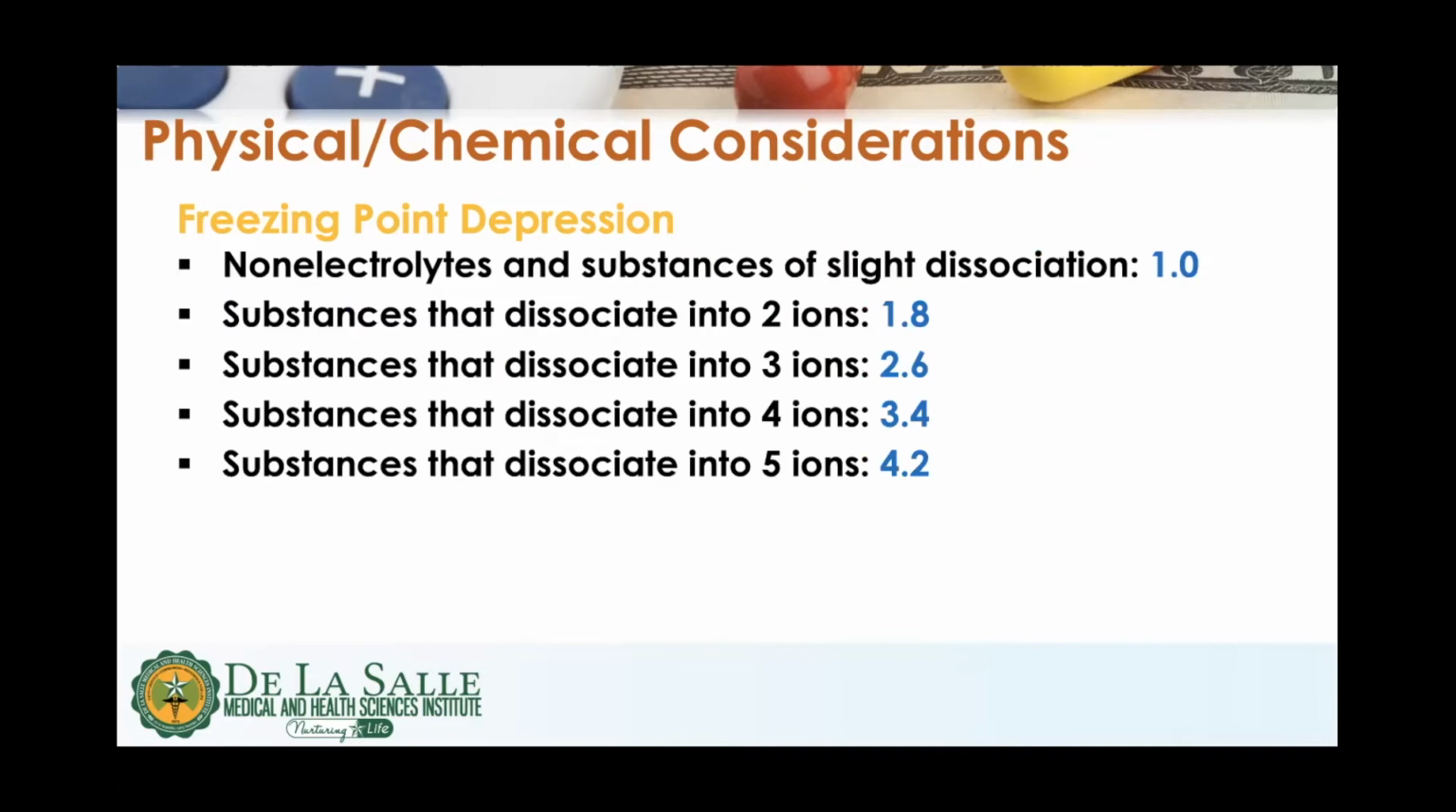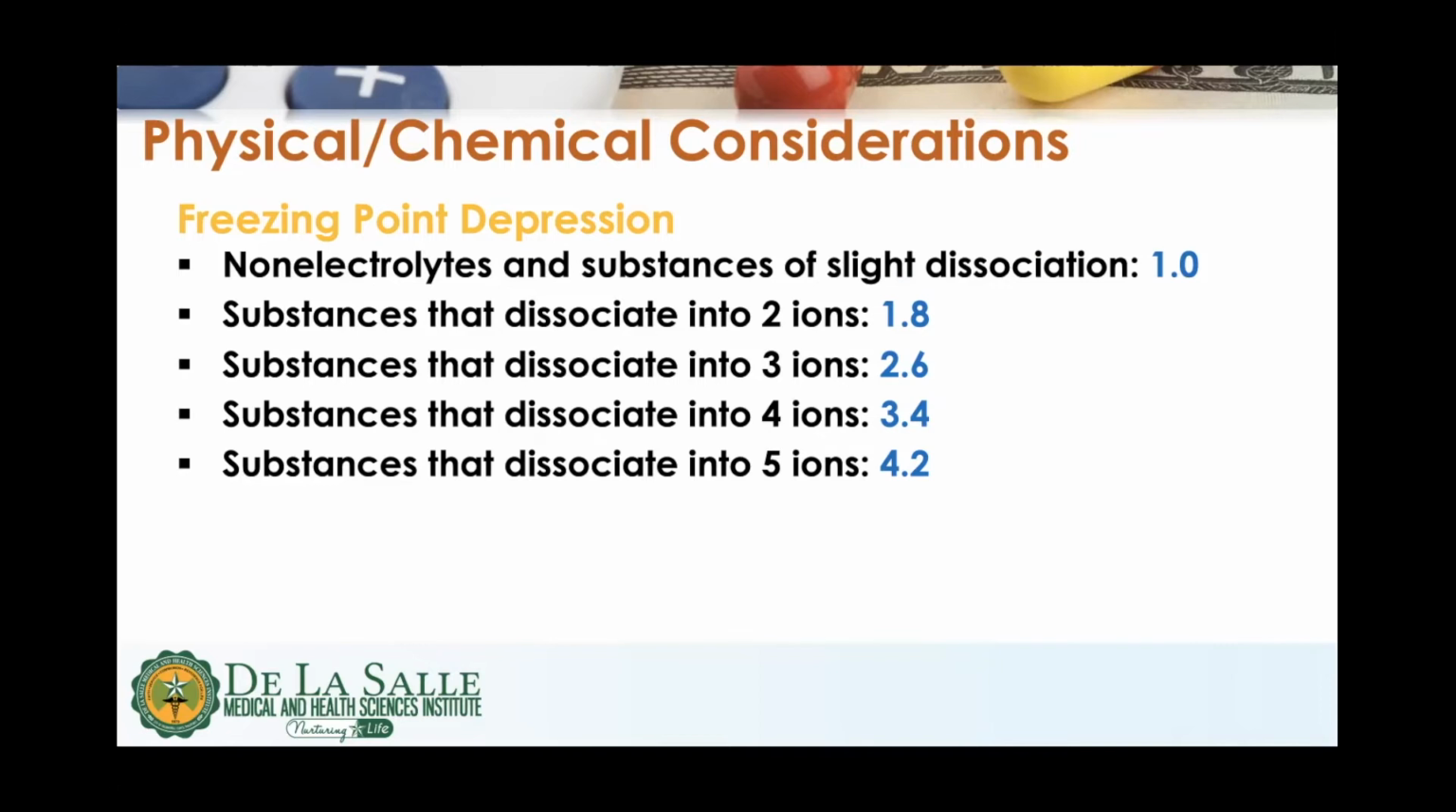If the number of ions is known, we may use the following values, lacking better information. Non-electrolytes and substances of slight dissociation have an I value or dissociation factor equivalent to 1. For substances that dissociate into two ions, the I value is 1.8. For substances that dissociate into three ions, the I value is equal to 2.6. For substances that dissociate into four ions, the I value is 3.4. And lastly, substances that dissociate into five ions, their I value is equal to 4.2.